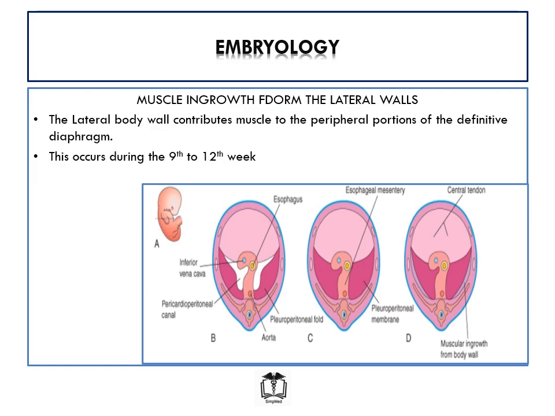And finally, we have the muscular ingrowth from the lateral walls. The lateral body wall contributes to the muscles of the diaphragm, and eventually will give rise to the peripheral portion of the diaphragm that includes the costal and the sternal part of the diaphragm. So the costal and sternal part of the diaphragm is gotten from the muscular ingrowth from the lateral walls, and this usually tends to eventually emerge from the 9th to 12th week of intrauterine life.